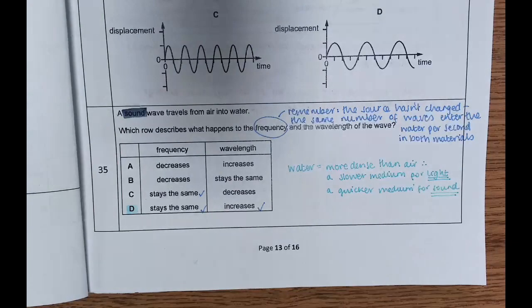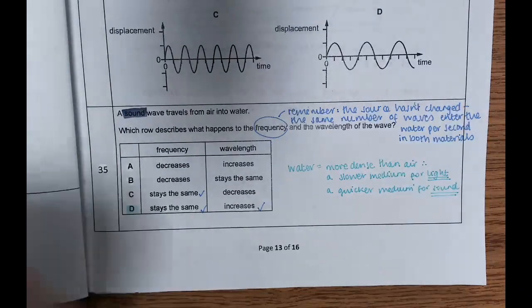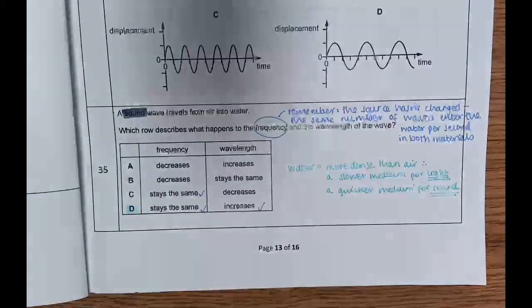Now, this is where you could have got caught out. Water is more dense than air. So that means that light will be slower in it. But what you need to remember is that sound requires particles to travel. It's the collisions of the particles that causes the sound to transfer. So if the particles are more dense and closer together, the collisions can pass on quicker. And so sound is going to be travelling more quickly.